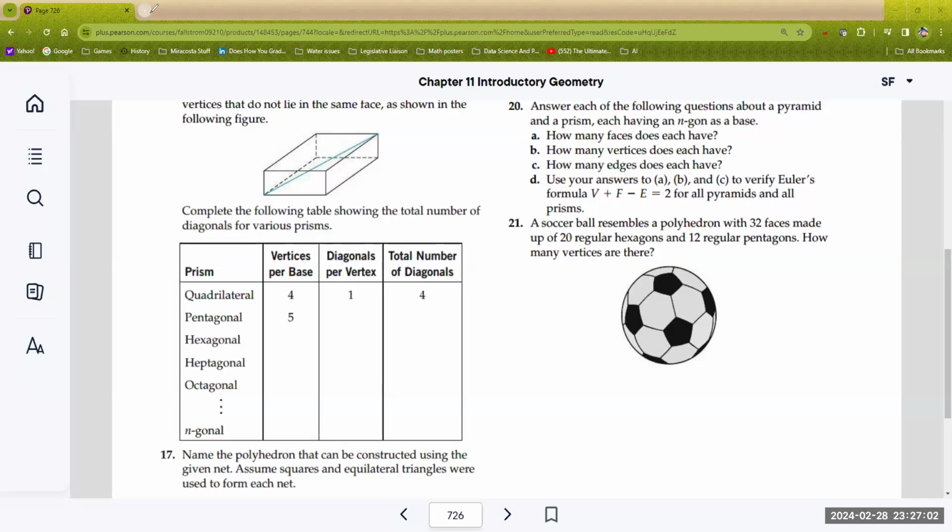All right, let's take a look. And MC number 6. All right, let's take a look at number 6.